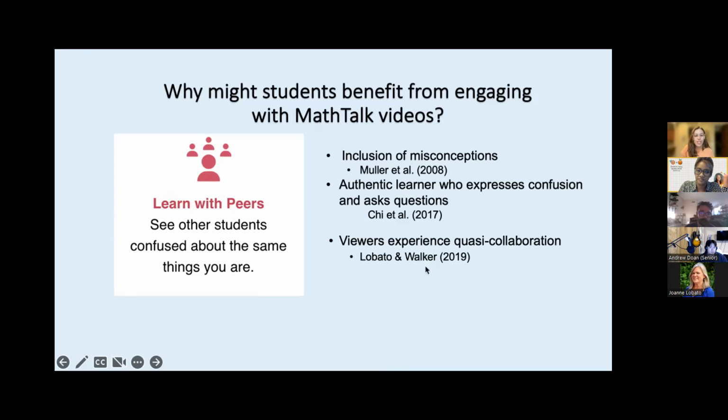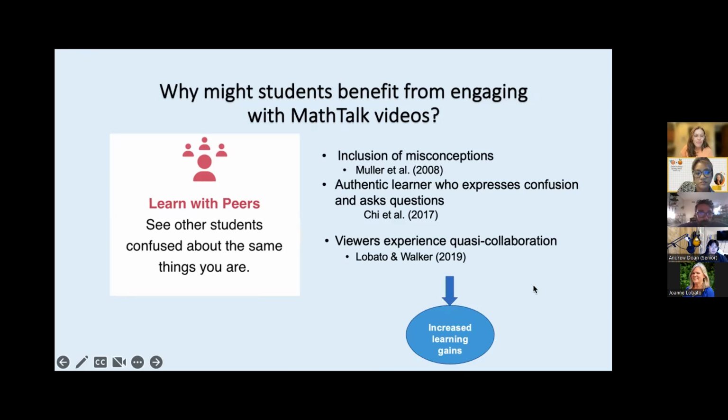So this is something that Lobato and Walker called quasi-collaboration. So the students felt like they were in a group with the students in the video. And so these studies suggest that this feature can lead to increased learning as well.